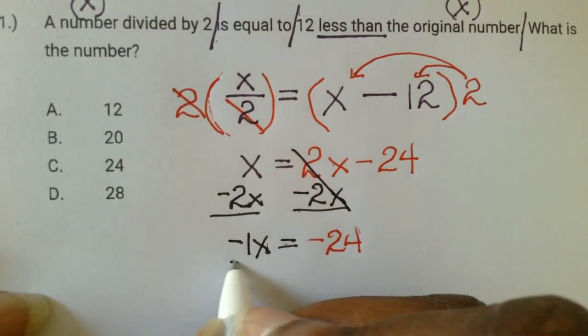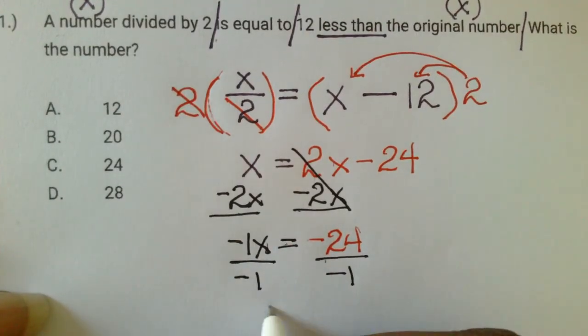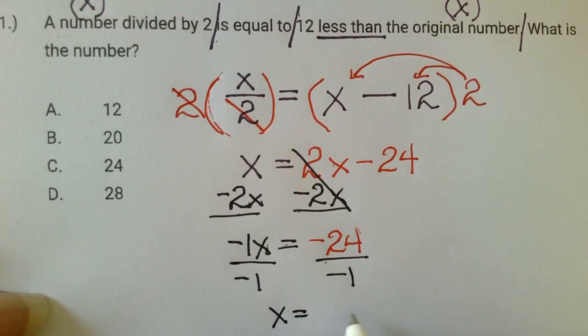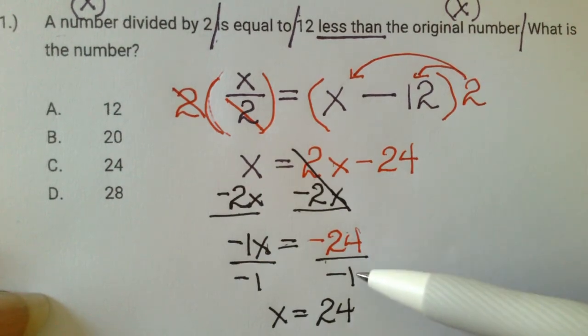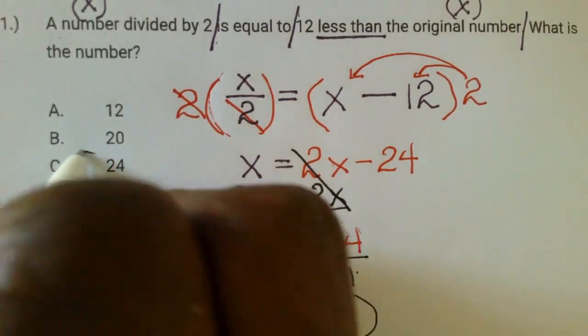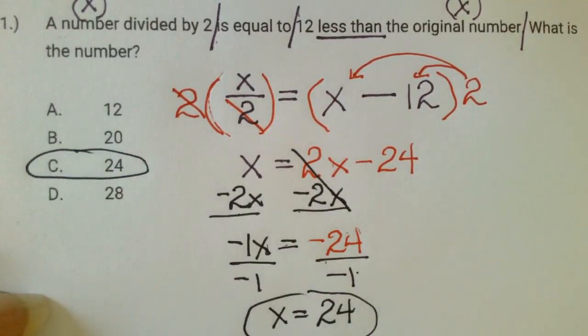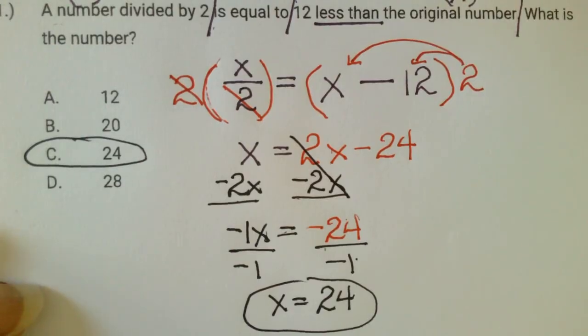So now from here, divide both sides by negative 1. That means x is going to equal 24, because a negative divided by a negative gives us a positive. Okay, yes, we're always doing the inverse. Good. All right. Questions?